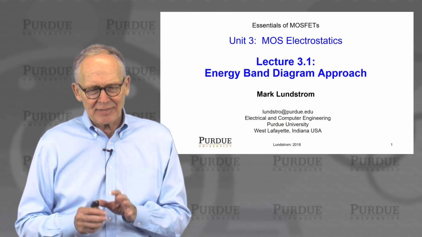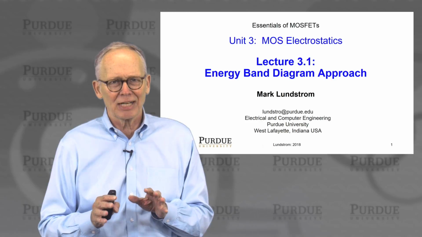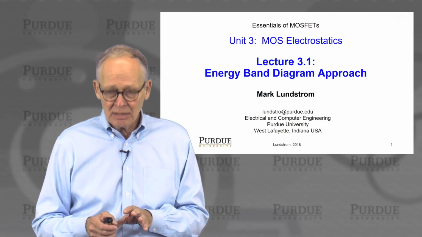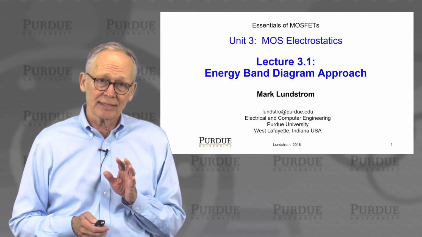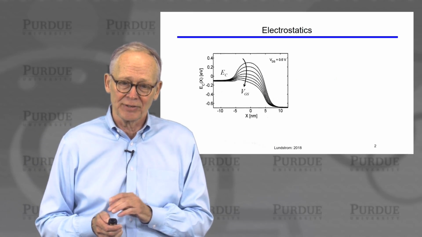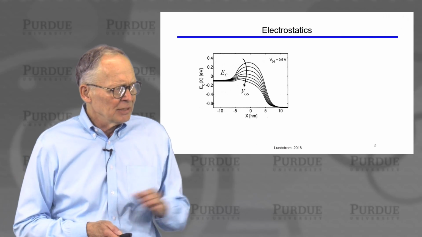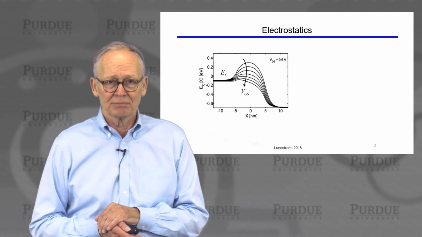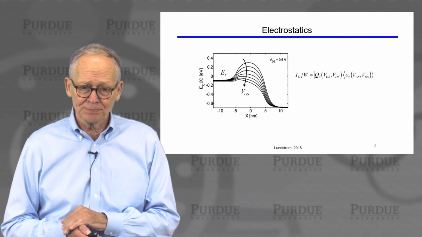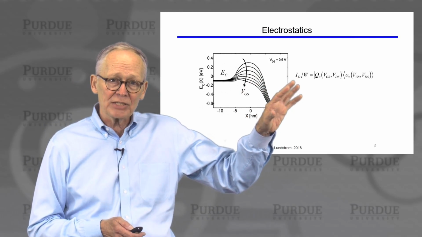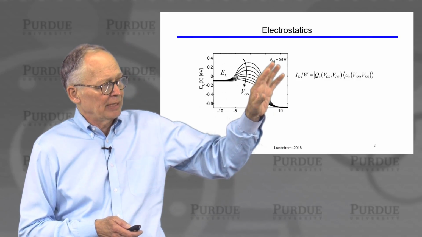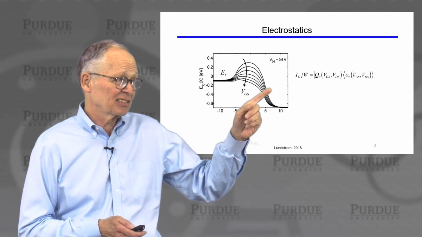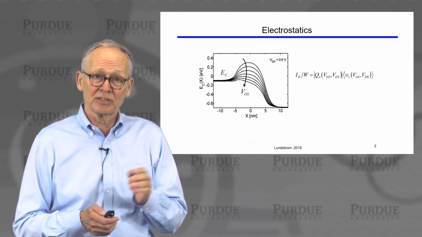Now, just as energy band diagrams are useful for understanding any device, it's a really good place to begin. We're going to begin by understanding MOS electrostatics through the use of energy band diagrams. So we use these energy band diagrams to understand current flow. Current flows when we push energy barriers down. When we write equations for the current flow, we can write current as proportional to charge times velocity. The charge is coming when electrons hop out of the source into the channel.